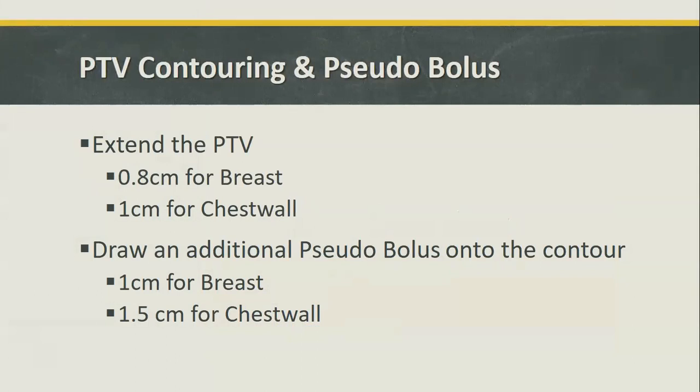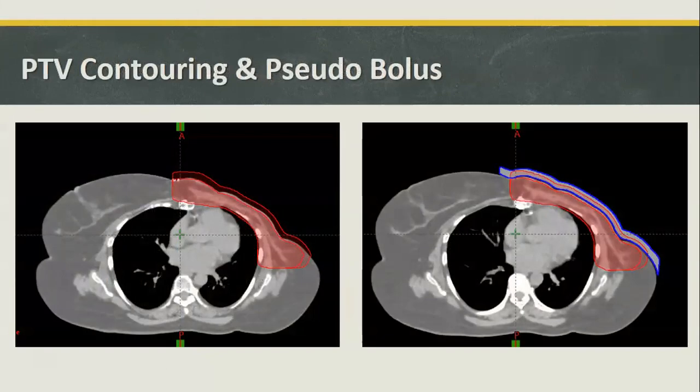For chest wall and breast cases, we extend the original PTV that is drawn by the doctor by 0.8 cm for breast and 1 cm for chest wall. We draw an additional pseudobolus of 1 cm for breast and 1.5 cm for chest wall onto the contours. As you can visually see, this is for the skin flash in VMAT. We extend the original PTV for breast and chest wall and then apply a pseudobolus.